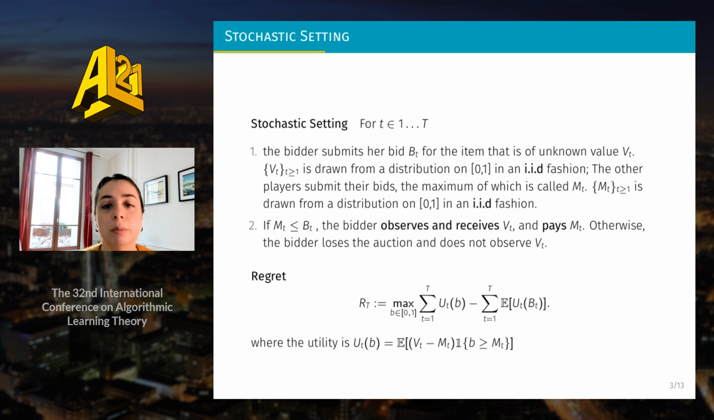And the goal is then to build a strategy so as to optimize the cumulative reward, or equivalently to minimize the cumulative regret. Here, the regret is the difference between T times the best utility and the expected effective utility, where the utility is defined by the expectation of the return, VT, which is what we receive, minus MT, which is what we pay, multiplied by the indicator of the event of a win of the auction. In the following, we will be interested in bounding this regret, both with parametric bounds and worst case bounds.